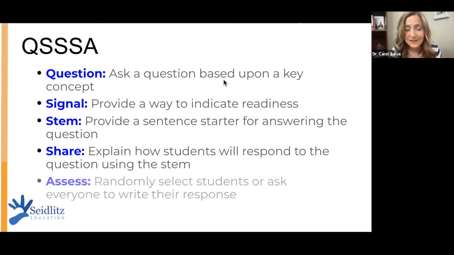And then the last letter is the A. That stands for assess, because we are going to randomly call on a student or ask everyone to write something. Either way, we're going to get a formative assessment of what was said, what students know. You know, we have 100% of our students talking, and that last A gives us an opportunity to get a formative assessment. So that is the strategy, QSSSA. And there are over a decade of teachers in all content areas swearing by it.